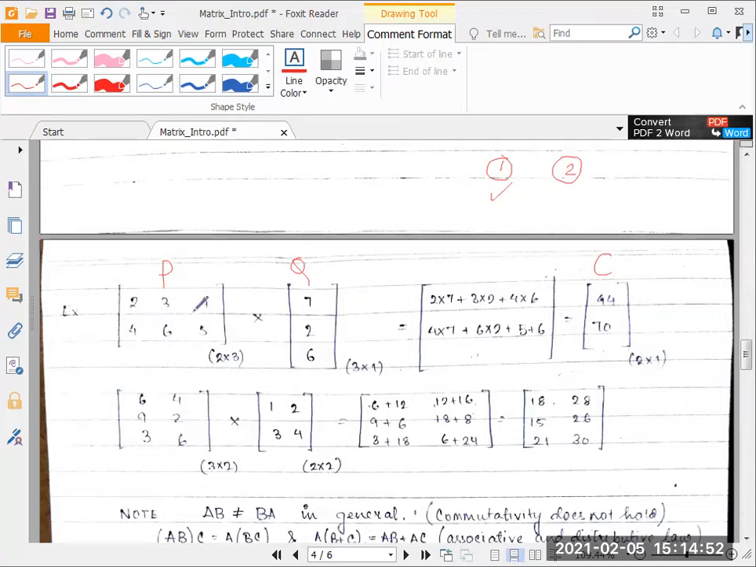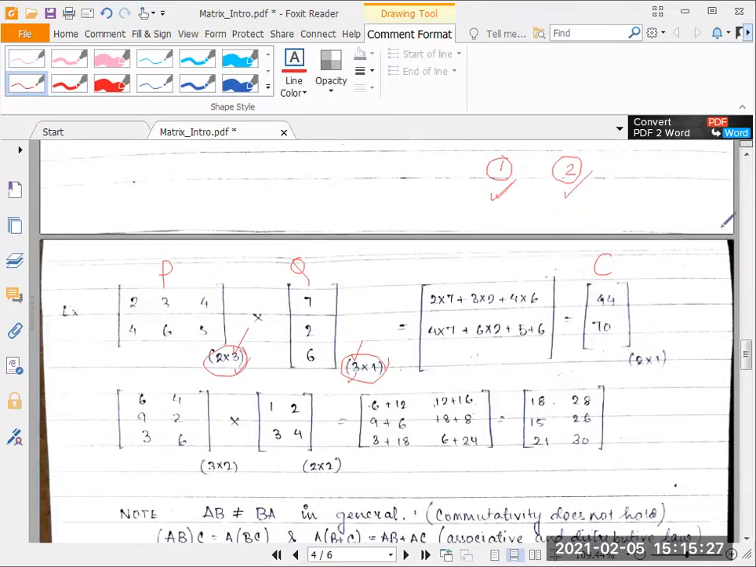P matrix has 2 rows and 3 columns. So the dimension of P matrix is 2 cross 3. Q matrix has 3 rows and 1 column. So its dimension is 3 cross 1. Now let's look at the number of columns of the first matrix, that's 3, and the number of rows of the second matrix, that's 3. So 3 and 3, that matches. So the first condition holds, that is, the number of columns of the first matrix is equal to the number of rows of the second matrix.